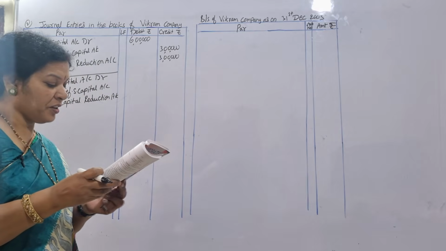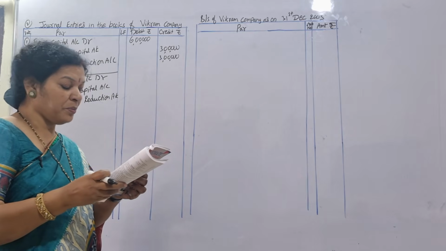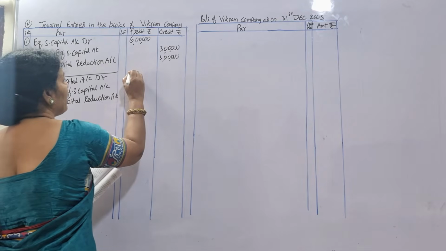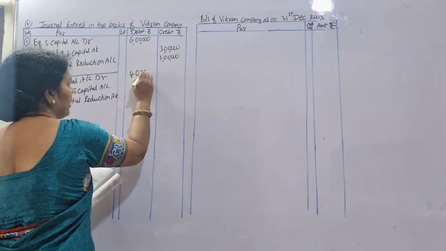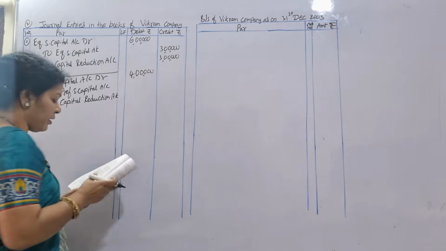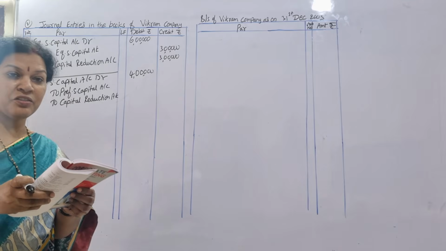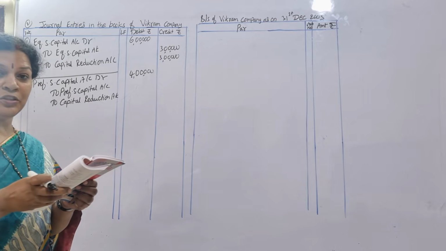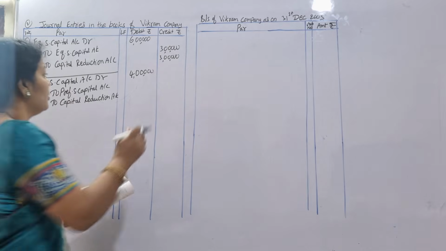Very easy to pass the journal entries, right? Now the preference shares are here, 4,000 preference shares at the rate of 100. Total value is 4 lakh, so we'll write here 4 lakh. Total value as per the textbook is 4 lakh. What do they want to do? They want to decrease it to 50 rupees each. So 4,000 preference shares into 50 rupees comes to 2 lakh.